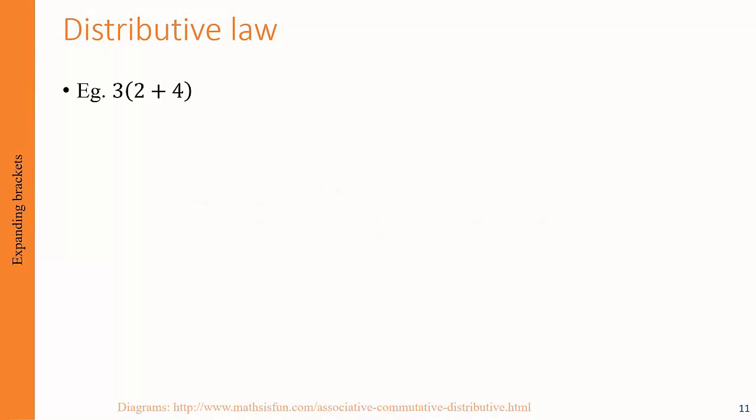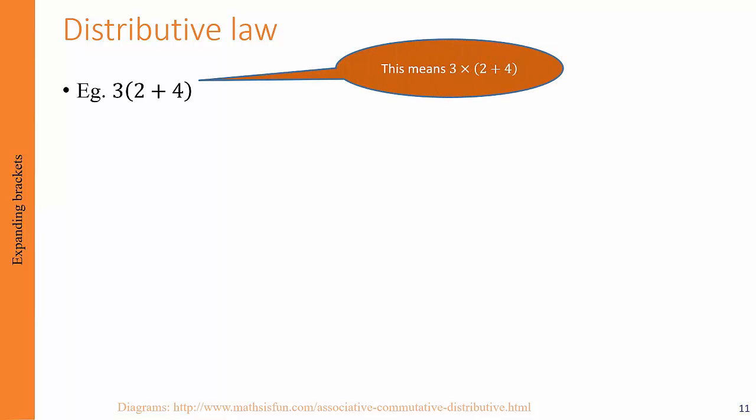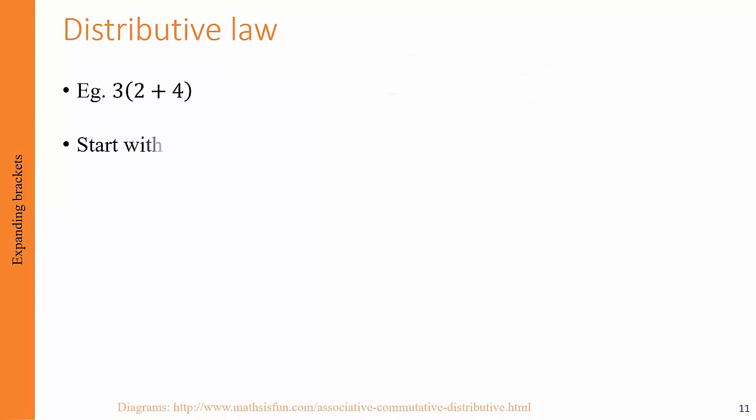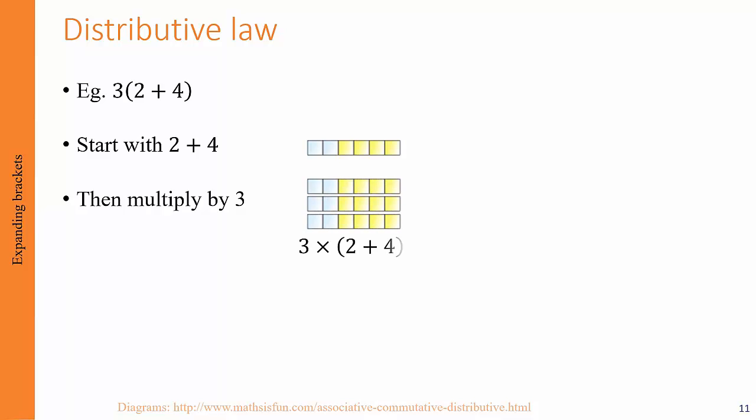The distributive law is used to expand brackets. Now the 3 outside the brackets really means 3 times the 2 plus 4. We'll represent the 2 plus 4 as 2 blue blocks and 4 yellow blocks. We have 3 of those, and so we'll end up, of course, with 18 blocks altogether.